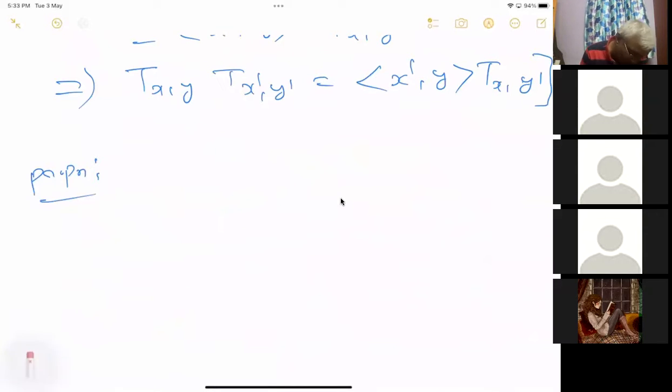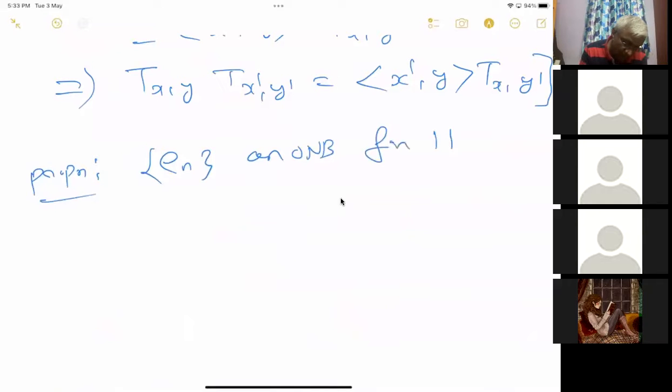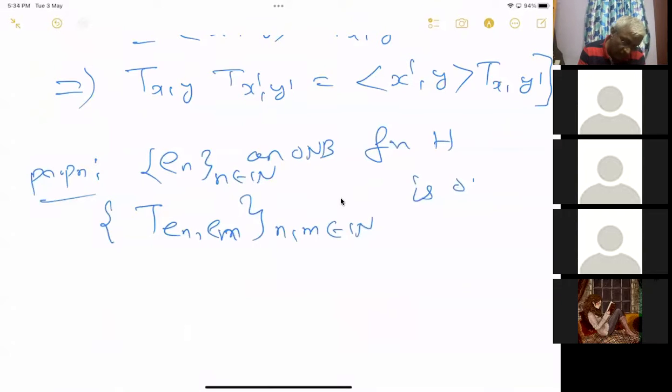So H is a Hilbert space. Then let E_n be an orthonormal basis for the Hilbert space H. Then T_{E_n}, which are finite rank operators, sorry, T_{E_n,E_m}, with n and m in N, is an orthonormal basis for the Hilbert-Schmidt operators. Proof.